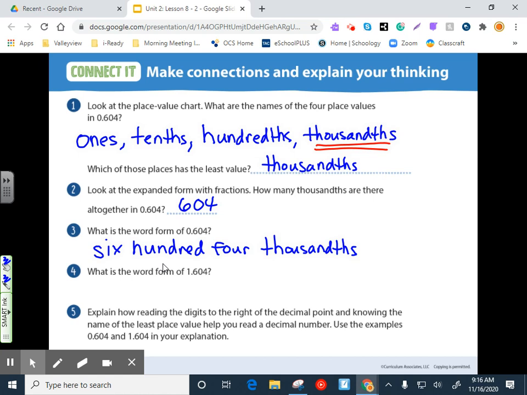So this is where we are going to say 1 and, which means a decimal. Now I'll make a little arrow right there to the decimal. 1 and 604 thousandths.